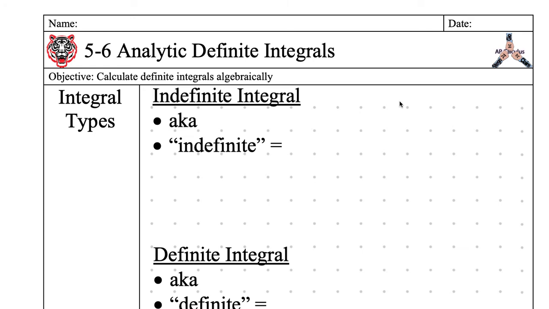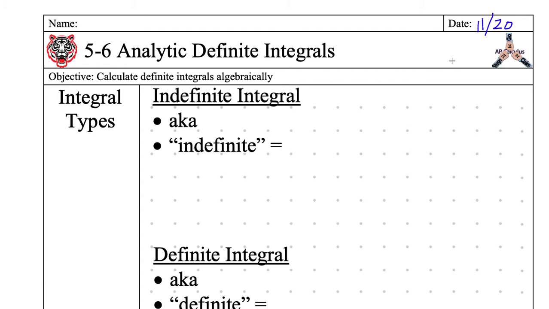All right. Today's lesson is 5-6 Analytic Integrals. Today's date is Wednesday, November 20th, 2019. We're talking about analytic definite integrals. So definite integrals. It means you have a beginning, you have an end, my ladies.